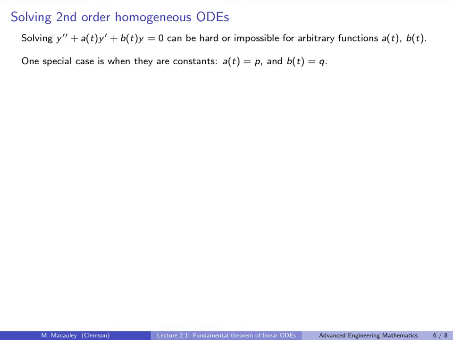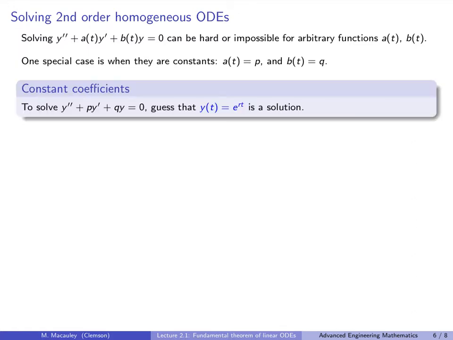But one special case that we learned first, and it arises a lot in things like simple harmonic motion, is when these are constants. So a(t) is a constant b, and b(t) is a constant q. For constant coefficients, we always guess that e^(rt) is a solution. It makes sense why this would work: you take derivatives and plug this back in, and each term gives some constant times e^(rt). So if we pick the right constant, we should get these to cancel out.